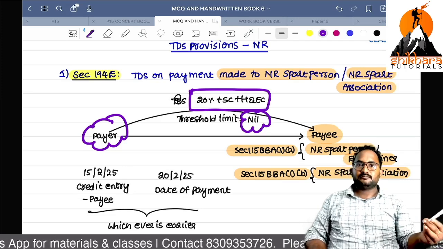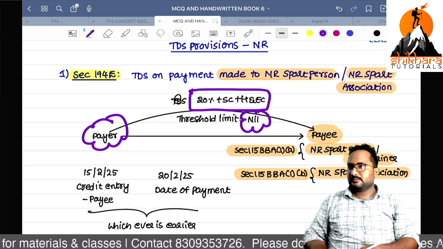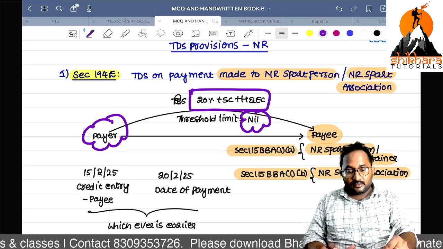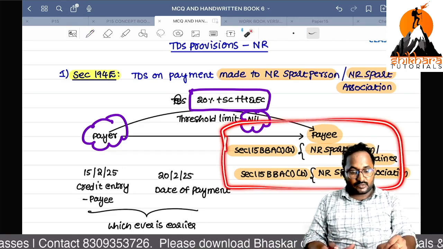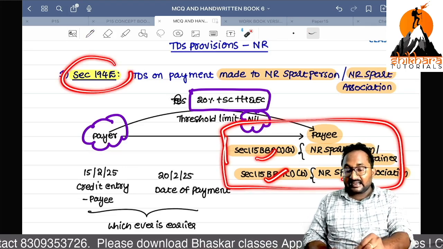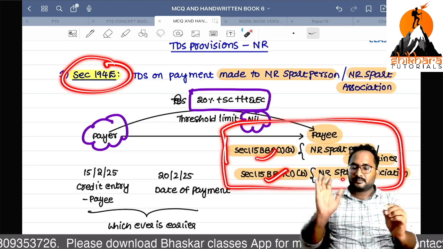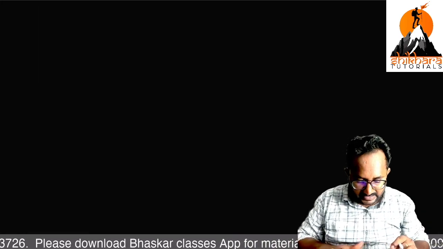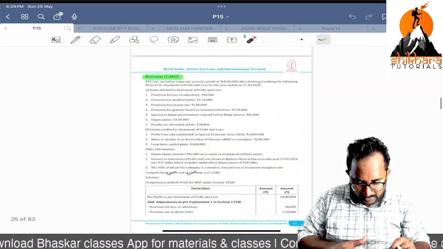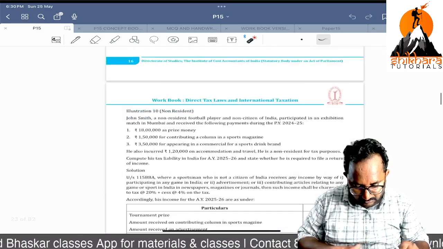Shall we do one problem? Okay. Sir, which provisions are linked, ma'am? If any income arises to this non-resident sportsperson or non-resident sports association, the related TDS provision is 194E. So now, after that question, maybe you will get certain clarity. Now, I will open one question, ma'am. This question we have in our workbook also, but we can discuss from here.